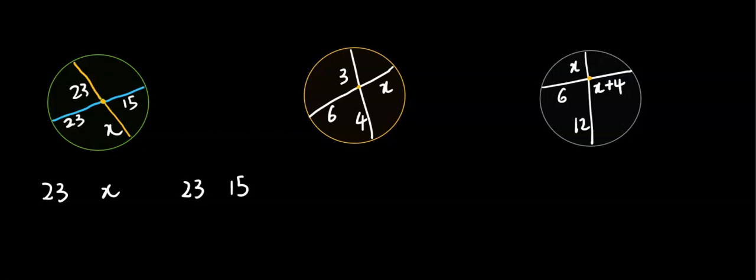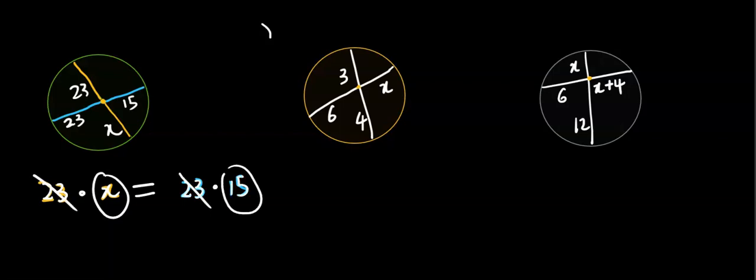What is the relationship? The relationship is, if I multiply the two segments of this yellow chord, and I multiply the two segments of this blue chord, they are equal. Therefore, we can cancel out 23, and x is 15. That is problem 1. Before we keep going, let us review the Segments of Chords Theorem.